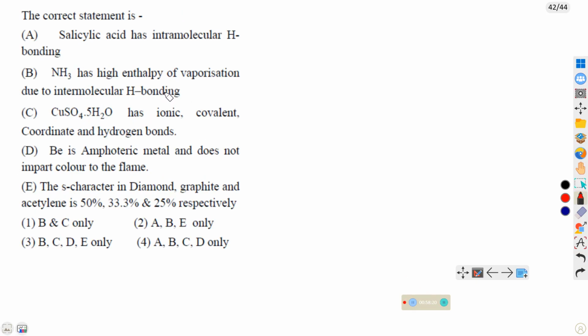The correct statement is salicylic acid has intramolecular hydrogen bonding. This is the salicylic acid structure, OH and COOH. Yes, intramolecular hydrogen bonding is present. NH3 has high enthalpy of vaporization due to intermolecular hydrogen bonding. Correct. CuSO4.5H2O has ionic, covalent, as well as hydrogen bonds. Yes, correct.